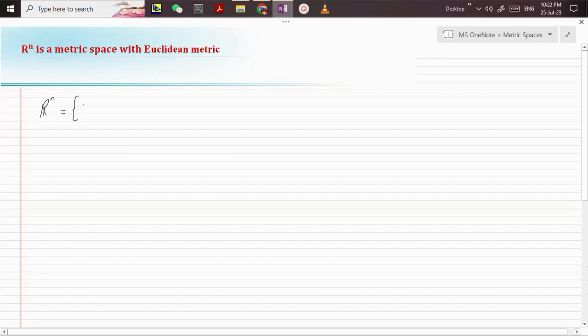It consists of the set of n-tuples of real numbers like x1, x2, to xn, where each xi belongs to the set of real numbers, for i from 1 to n. So this is n space.